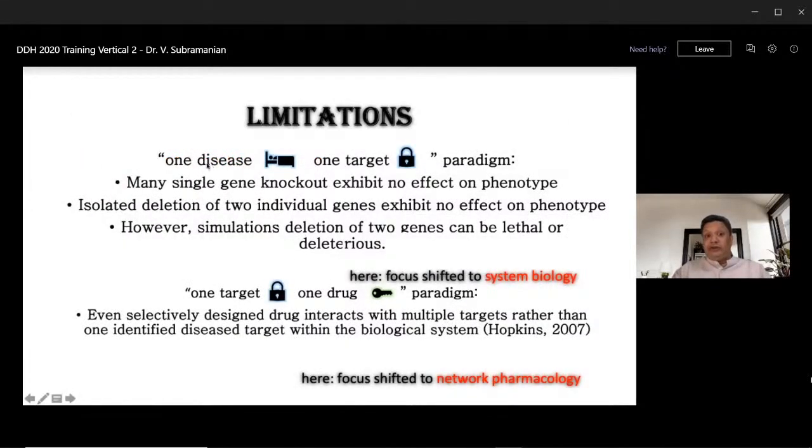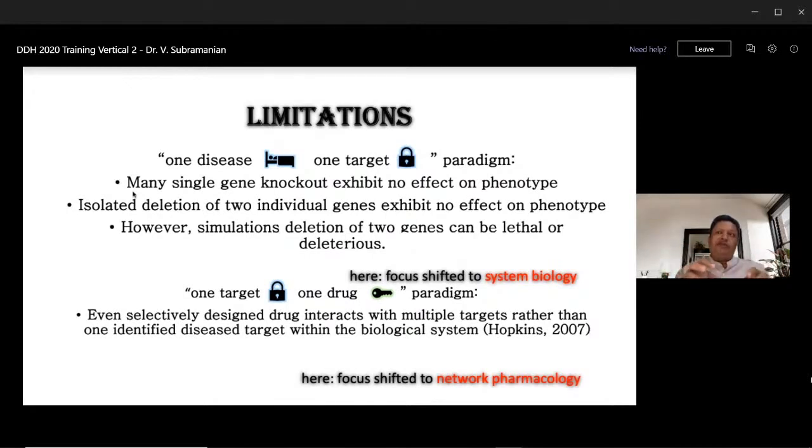Why do these limitations happen? One disease, one target paradigm. Many single gene knockouts exhibit no effect on phenotype. So we believe that this gene is responsible for a particular function, but when that gene is deleted, that function is not affected. Again, isolated deletion of two individual genes exhibits no effect on phenotype. So if we choose two genes as responsible for a function and we delete them separately, one gene in one animal and the other gene in the other animal, this deletion is also not going to affect the phenotype, but simultaneous deletion of two genes can be lethal or deleterious.